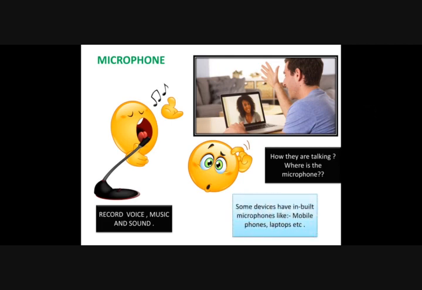Some devices have inbuilt microphones, so they are not visible, but the microphones are built inside the system and are functioning there. So what are these devices? Like we have mobile phones. You cannot see the microphone, but it is there. You can record your voice, you talk to other persons, so the microphone works there. In the same way laptops also have one, and many more gadgets also have the same facility, right? So move to the next one now.